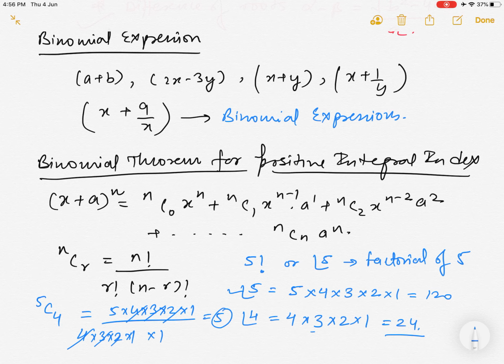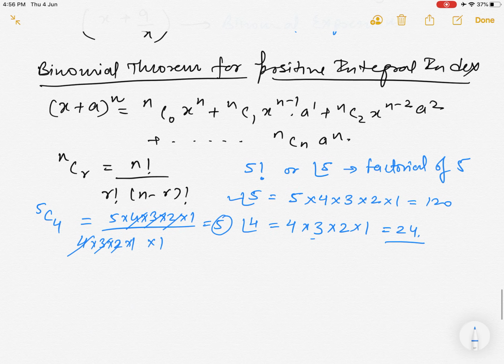Right? So what you can see here is that 4 4 will get cancelled out, 3 3 will get cancelled out, 2 2 will get cancelled out. The answer will be 5. So this is how you calculate factorials, right? Or you can say this value of nCr.